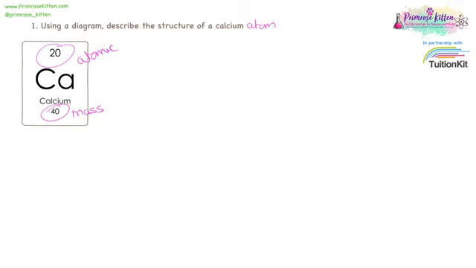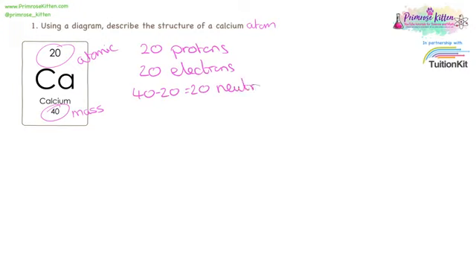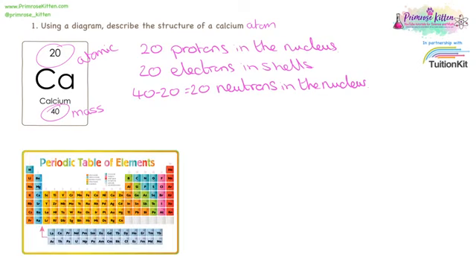From this, we know that it has 20 protons, 20 electrons, and 40 minus 20, 20 neutrons. We know that protons are in the nucleus, and neutrons are in the nucleus, and electrons are in shells.